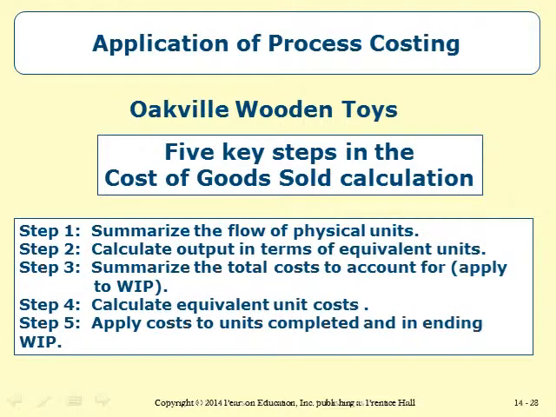And so then, how should the forming department calculate the cost of goods transferred and the cost of goods remaining in the ending work in process? The answer lies in these key steps. We have to summarize the flow of physical units. We have to calculate output in terms of equivalent units. We summarize the total cost to account for, which are the costs applied to work in process. We calculate the cost per equivalent unit, and then we apply cost to units completed and to units in the ending work in process.